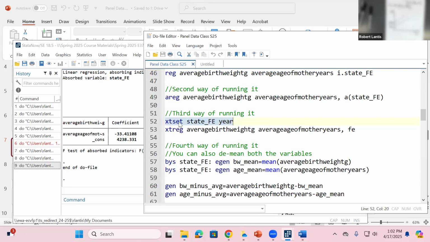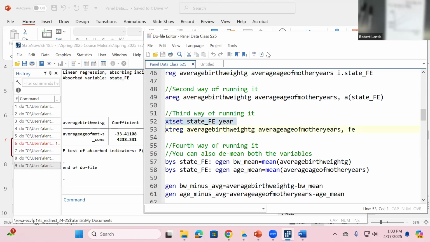So xtset is essentially telling Stata, I want to set this data set up as a panel data set, and I'm going to tell you what the subjects are and then what the time periods are. Well, my subjects here were the states, so I'm going to use that numerical state variable that I created that identifies who my subjects are. And then for each subject, I've got multiple years recorded.